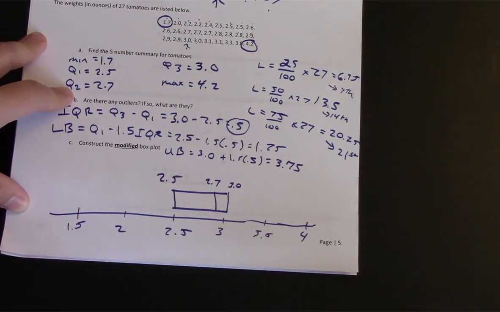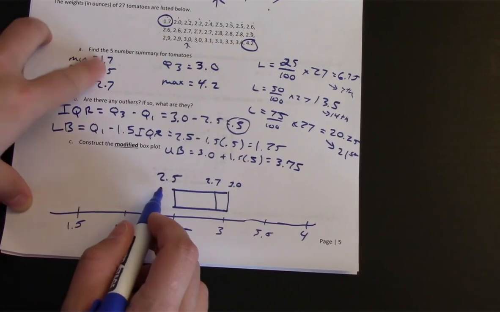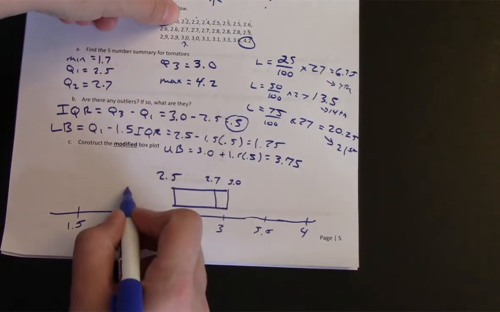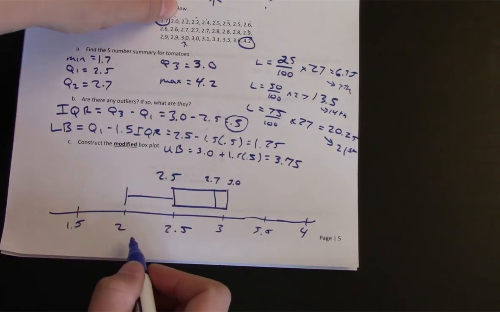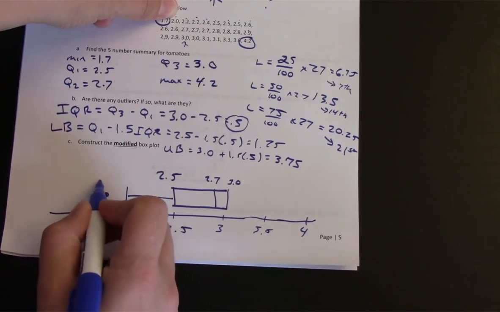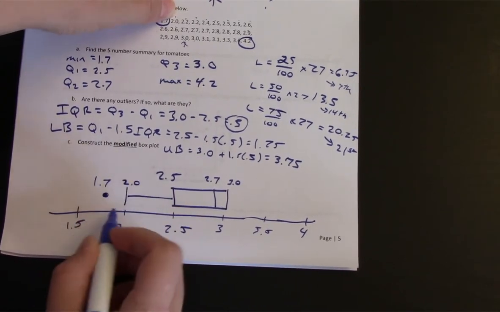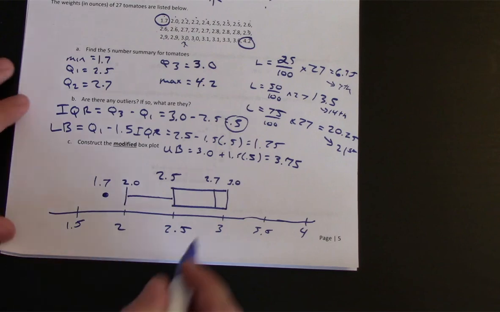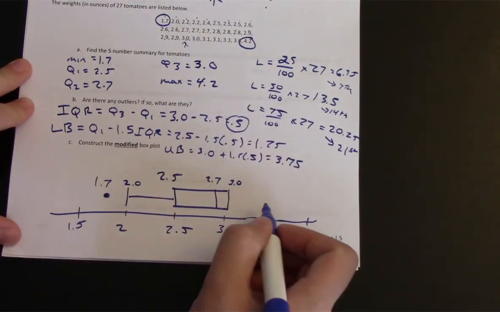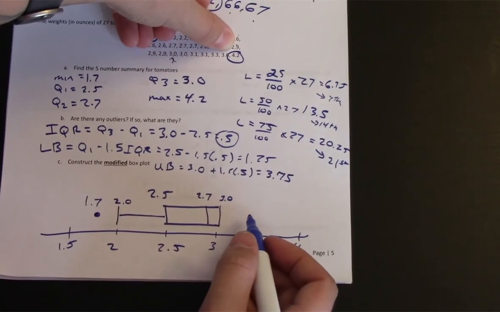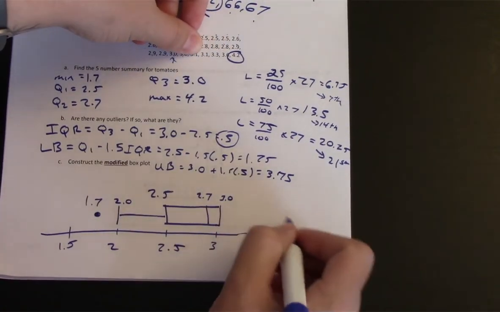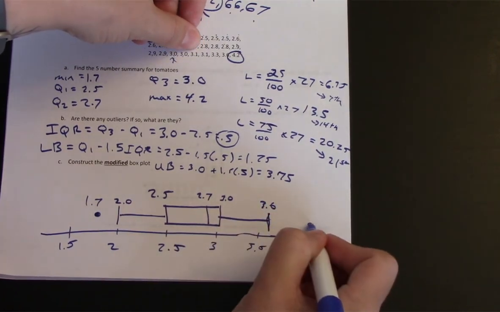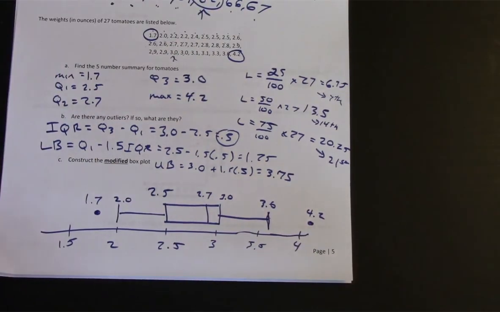Okay? Now, my whisker won't go to the min of 1.7 because 1.7 is an outlier. Okay? Rather, it'll go to the next observation that's inside. So that'll be 2. So 1.7 will be noted with a dot. Okay, that's what makes this a modified box plot. So we're modifying it based off the outliers. Okay, the max here won't go to 4.2 because that's also an outlier. Instead, it will go to the next observation inside, which is 3.6. Okay, so that's 3.5. So 3.6 is right here. Okay, and then we'll mark 4.2 with a dot. All right, so that is my box plot.